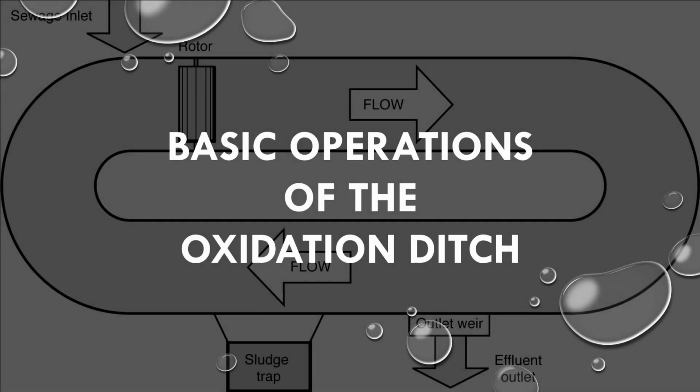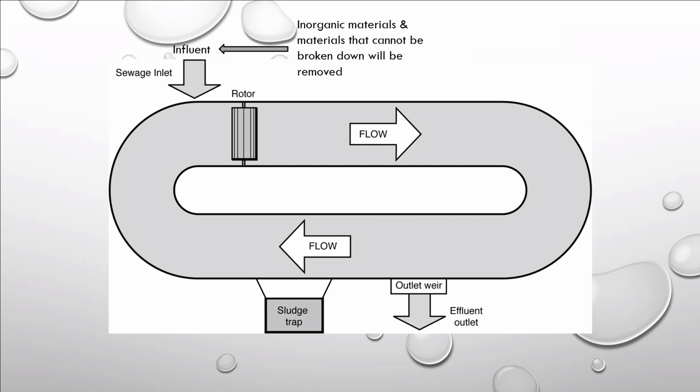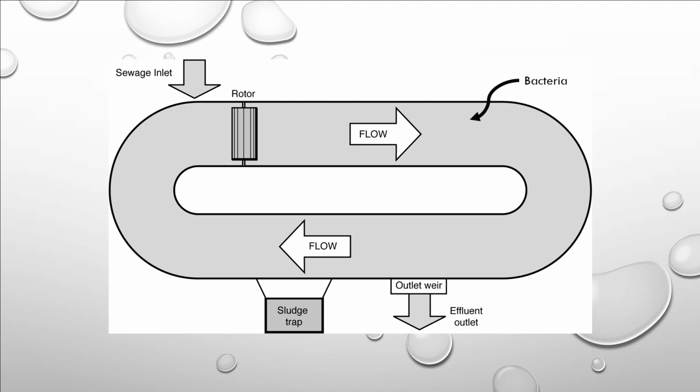Next, I'm Abraham and I'll be talking about the basic operations of the oxidation ditch. So, most of the processes in the oxidation ditch happen here in this structure called the oval basin. This is where the influent, or the wastewater, enters the basin. Before going further into the process, inorganic materials and other materials that cannot be broken down are removed. Here in the basin, there are bacteria that break down the wastewater.